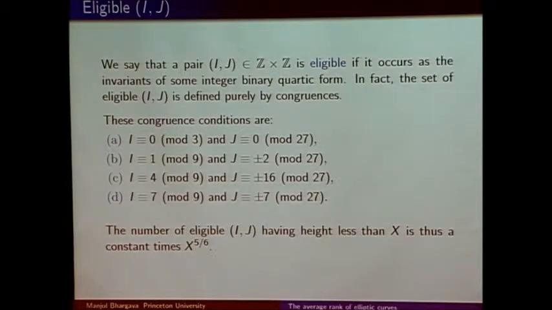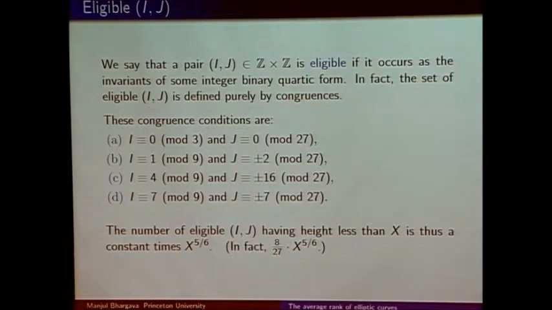What that means is that the total number of ij having height less than x is a constant times x to the 5/6. Because I cubed is bounded by x and j squared is bounded by x. So one is bounded by x to the third and one is bounded by x squared. And so the total number of ij's is about x to the 5/6 times an explicit constant that you can compute.